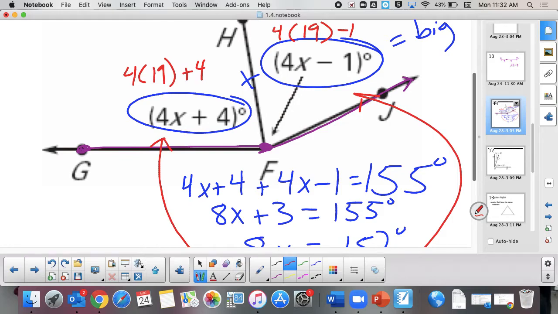4 times 19 plus 4, we get 80 degrees. 4 times 19 minus 1, we get 75 degrees. So there is the measurement of our two angles, 80 and 75. Same idea then for B. Take a look at B.